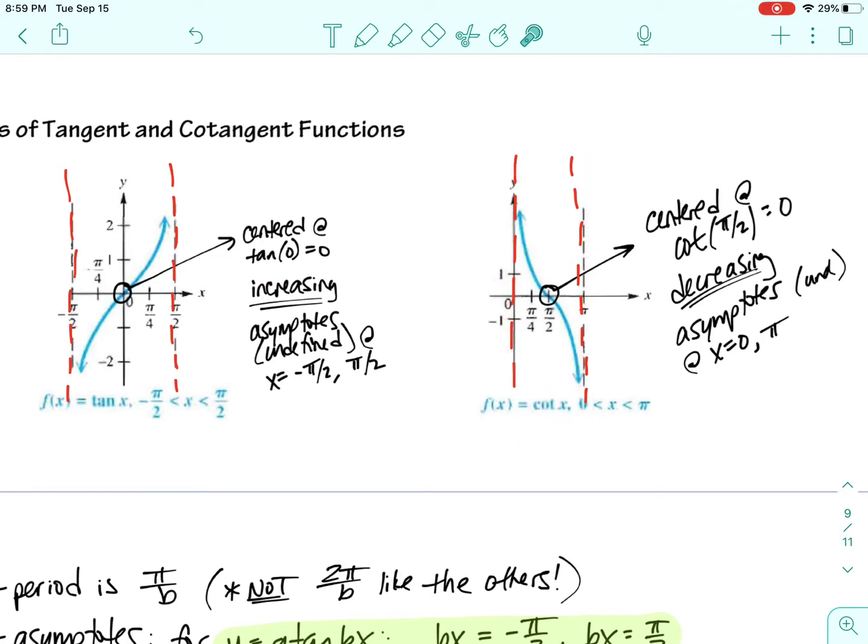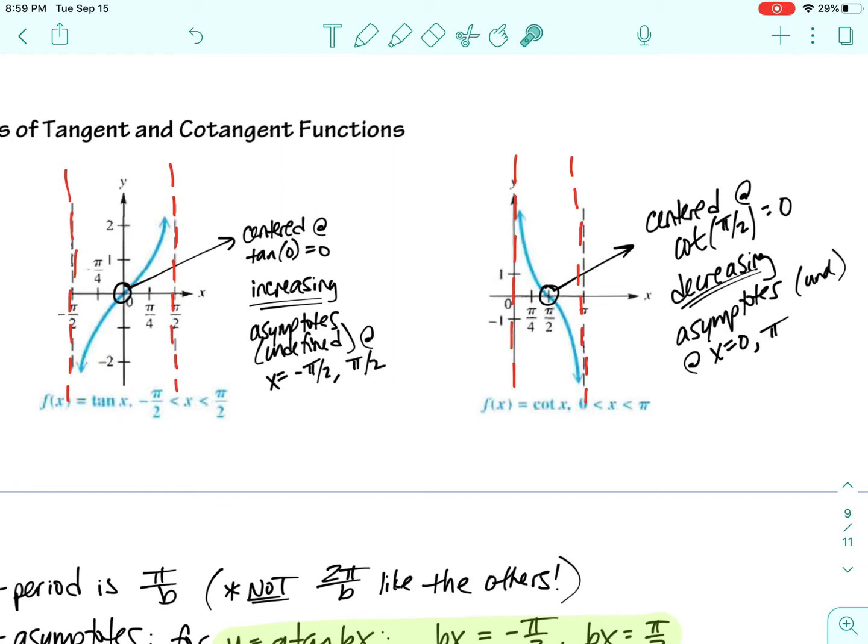Okay, the only other thing I wanted to mention: I wrote where the asymptotes are here for both of these. I want you to know that tangent is an increasing function. Remember at the very beginning of the semester, we started talking about what happens as theta increases, what happens to the sine, what happens to the cosine, what happens to the tangent. When we talked about tangent increasing.